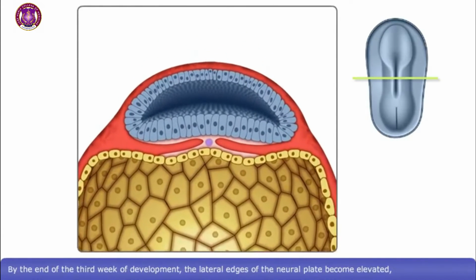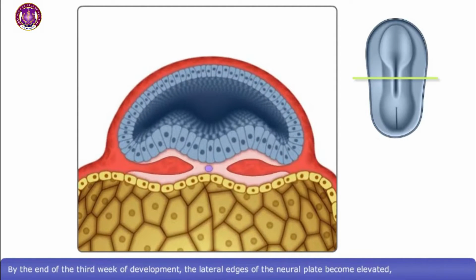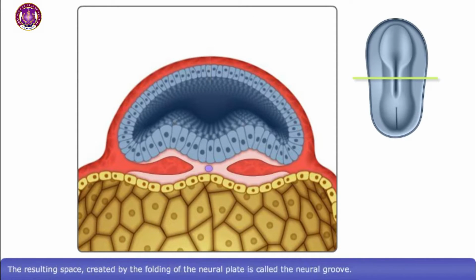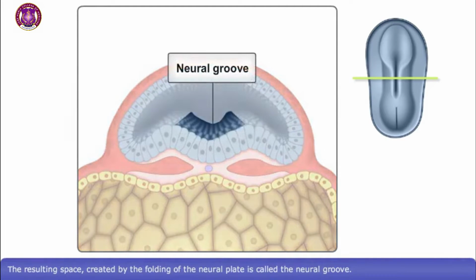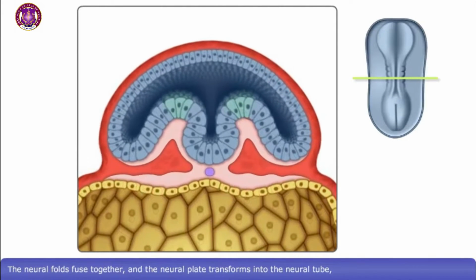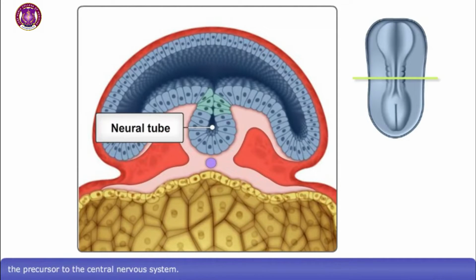By the end of the 3rd week of development, the lateral edges of the neural plate become elevated and move together to form the neural folds. The resulting space, created by the folding of the neural plate, is called the neural groove. The neural folds fuse together, and the neural plate transforms into the neural tube, the precursor to the central nervous system.